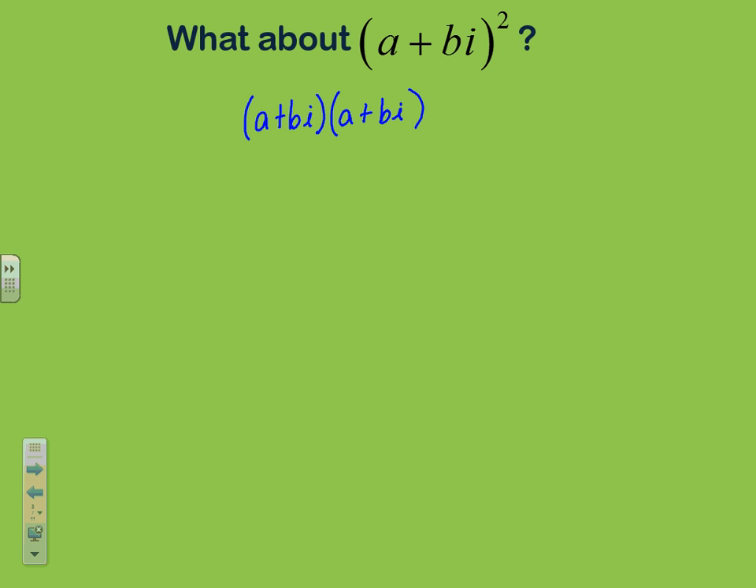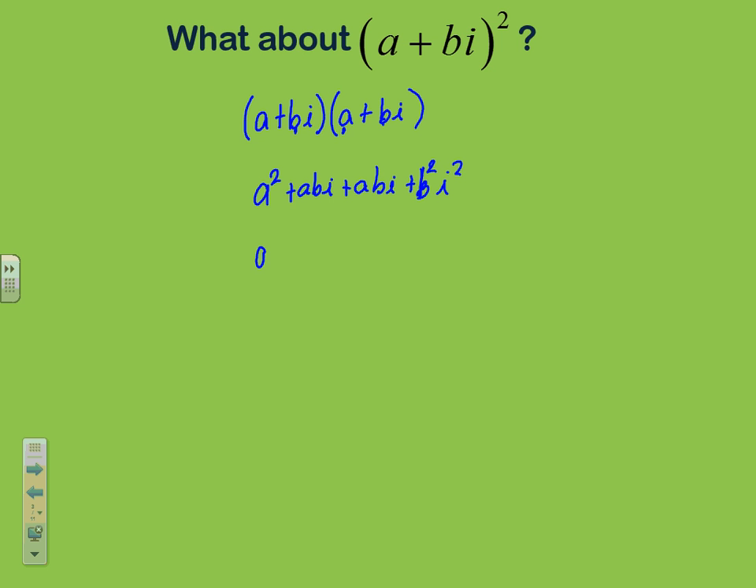So the a times the a gives me a squared. The a times the last bi gives me plus abi. The bi in the first term multiplied by the a in the second term will give me another positive abi, and then b times b will give me plus b squared, and i times i will give me i squared.